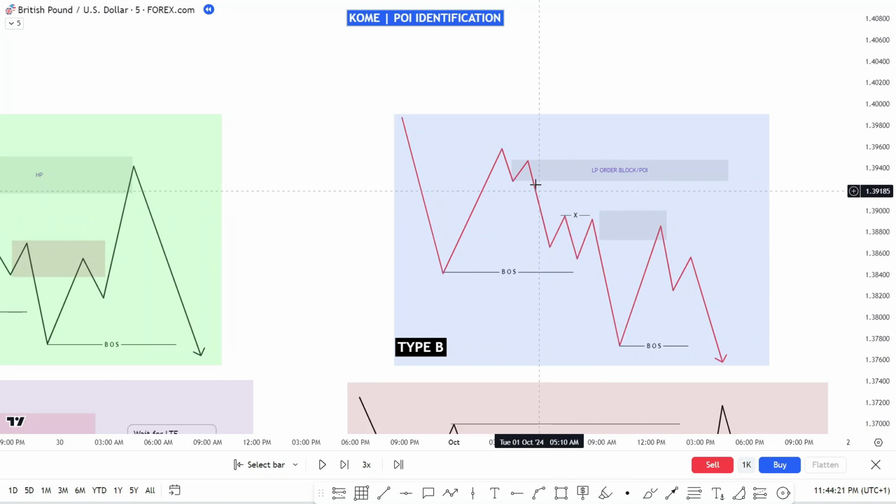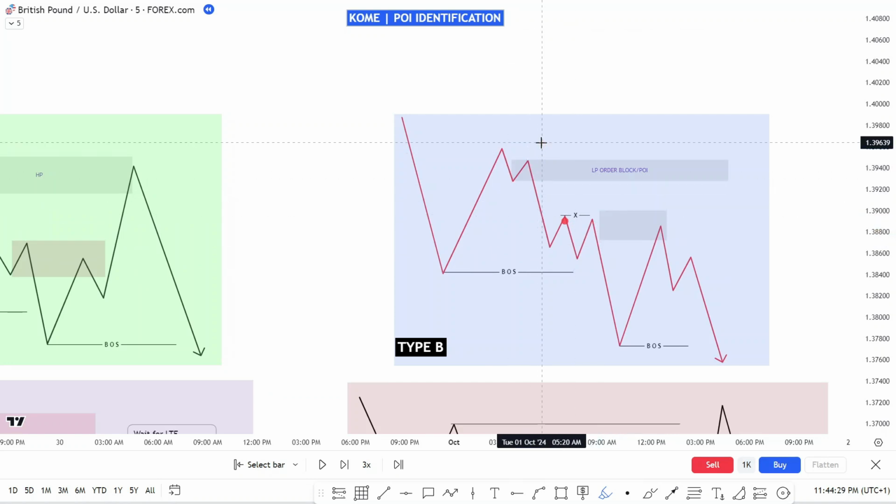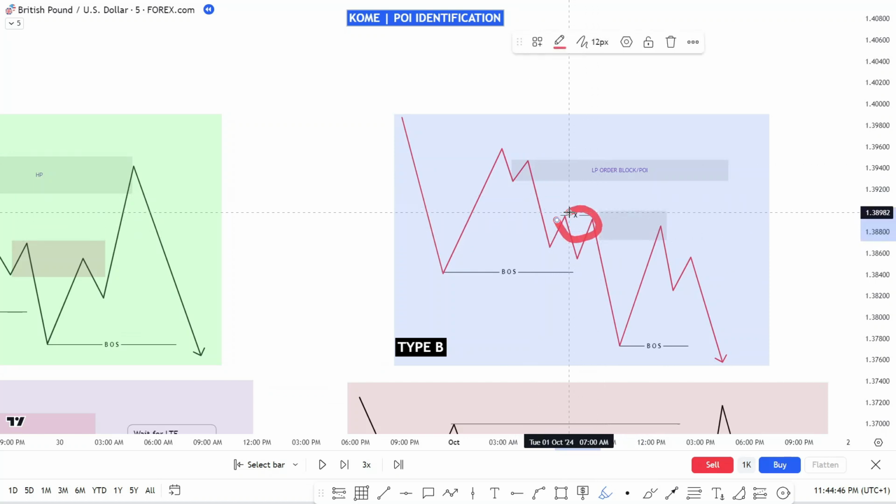If you notice, amongst the two moves, the first one and the second one, none of these two actually have a liquidity sweep. There was no liquidity swept from either of these two, which means that these zones are vulnerable to be taken.